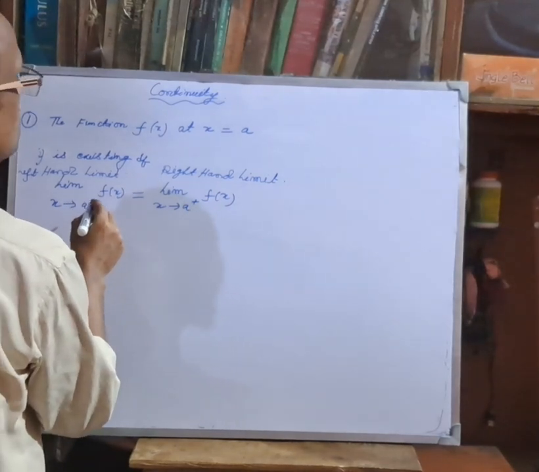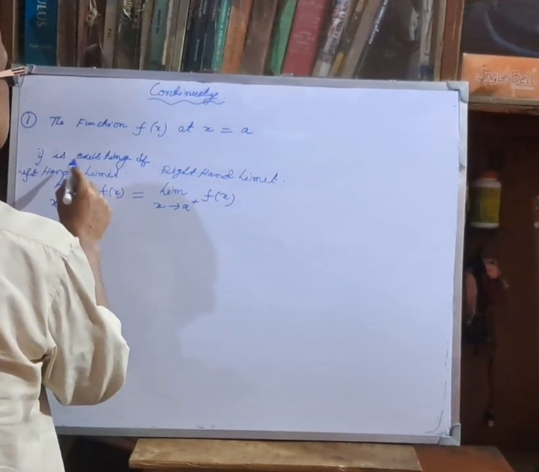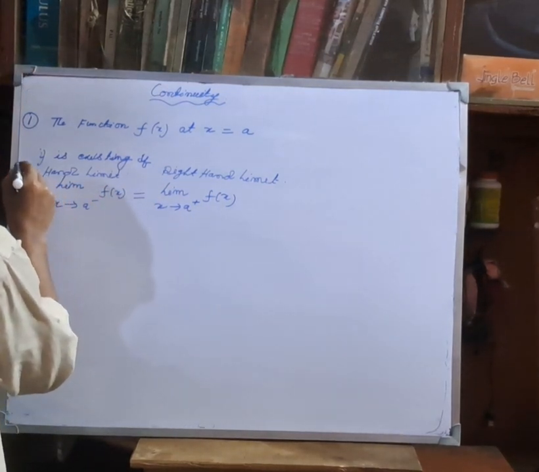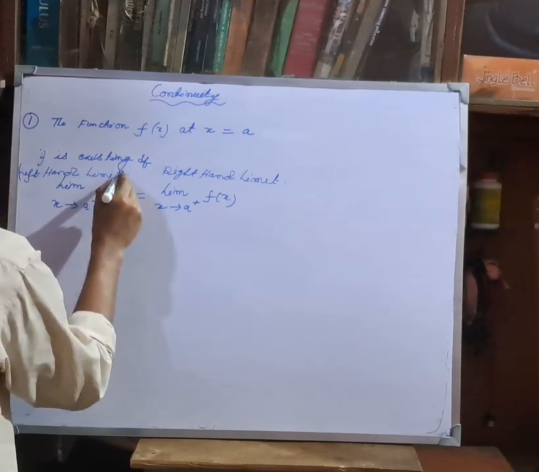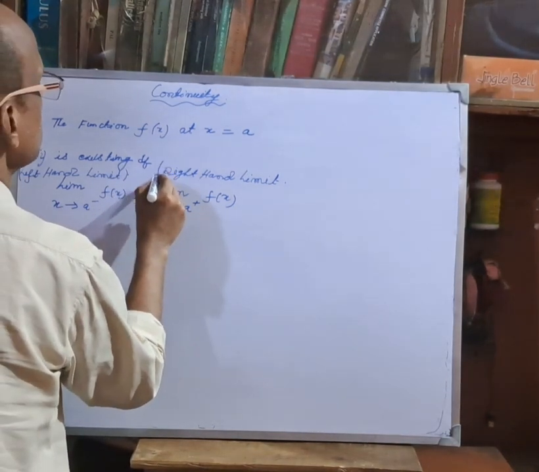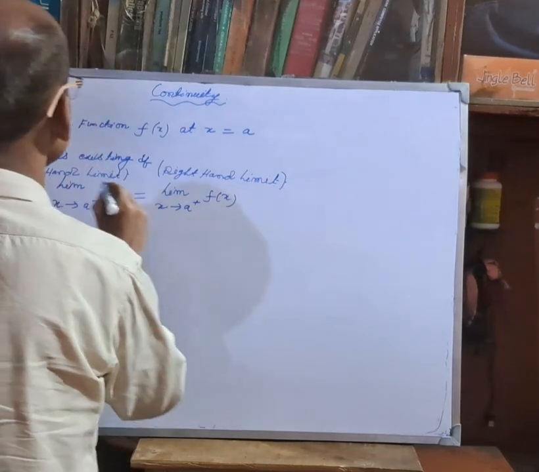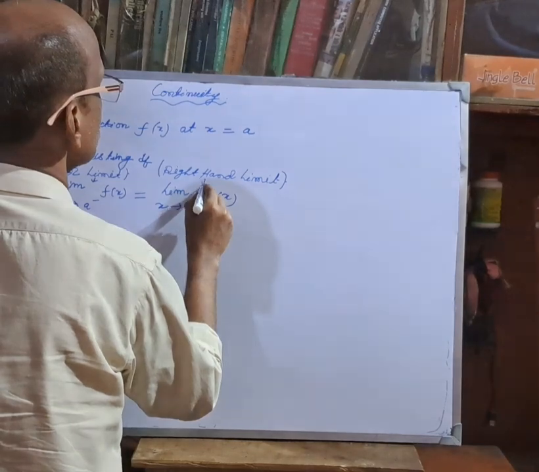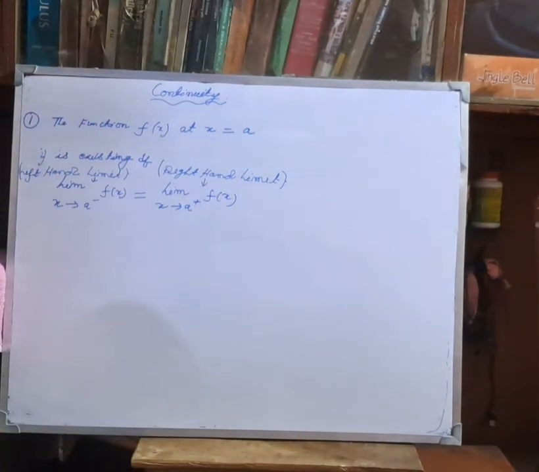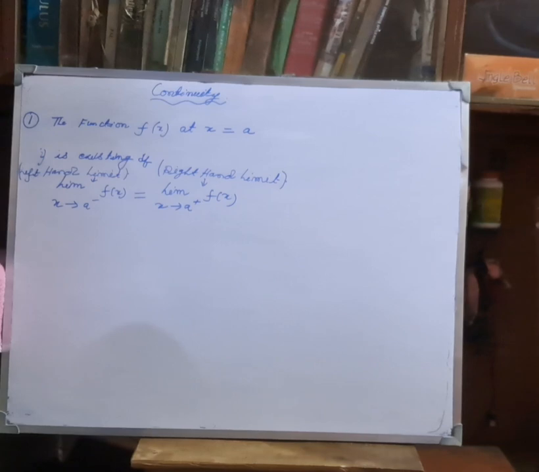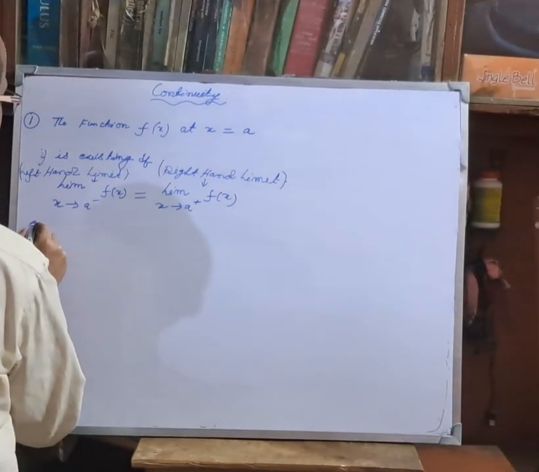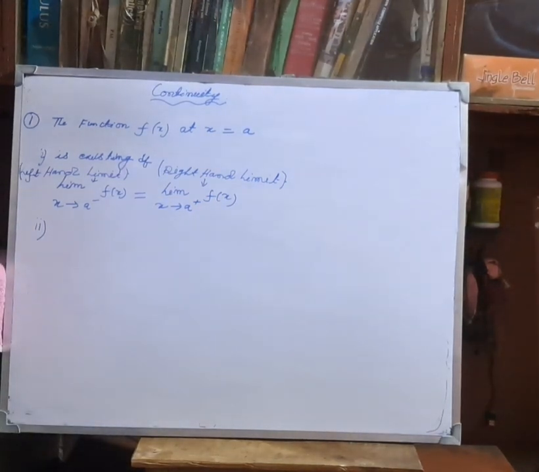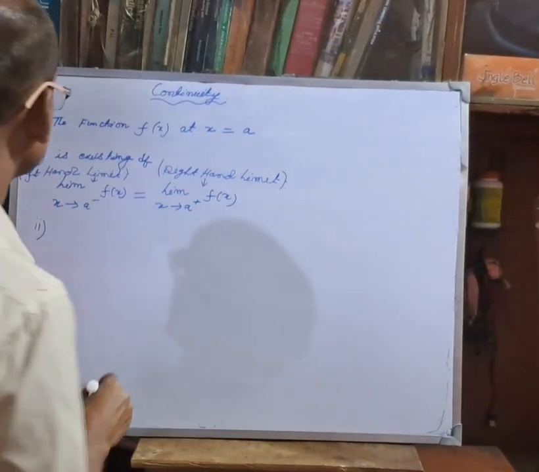Then it is existing if, actually, this is left hand limit and this is right hand limit. Clear? This part. Clear? Existing, it becomes existing. Now you just see number 2. Number 2 is here.